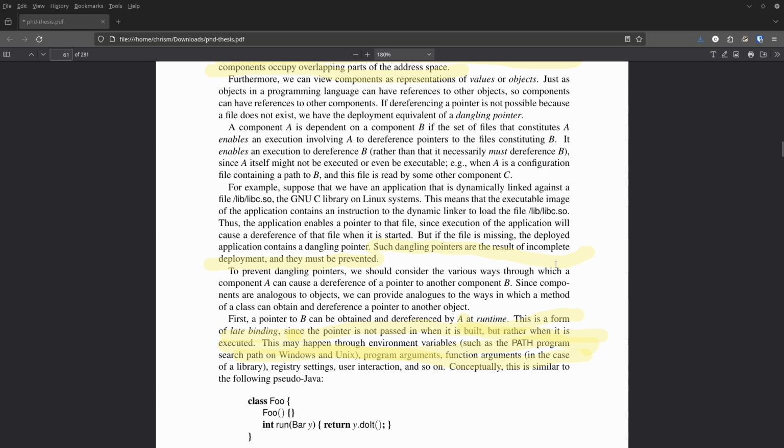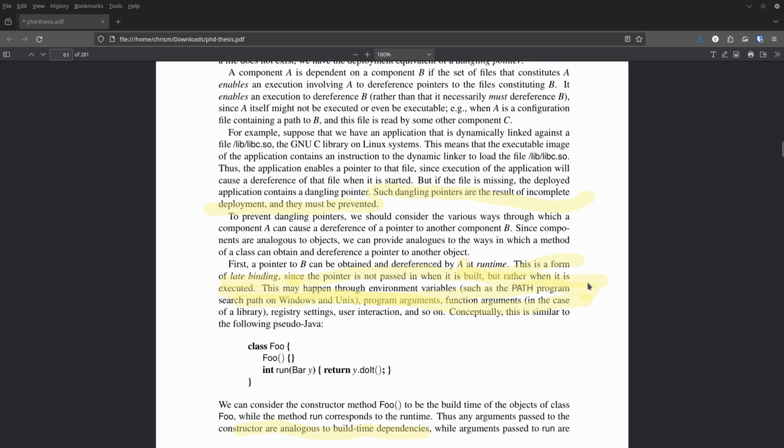Dangling pointers are the result of incomplete deployment. They must be prevented. In this section here, he talks about 3 ways that pointers can be obtained and dereferenced. And the first one he talks about is component A is dependent on component B. A pointer to B can be obtained and dereferenced by A at runtime.